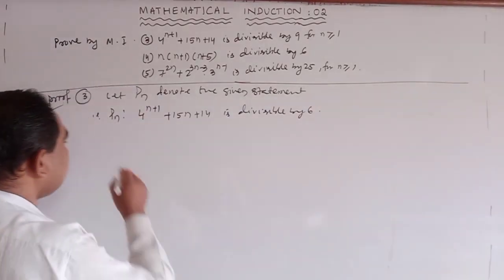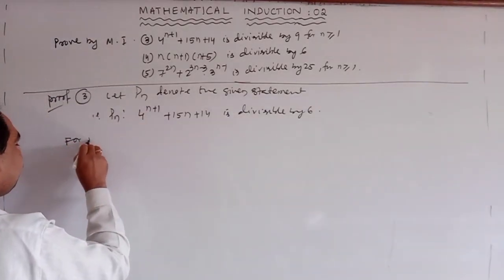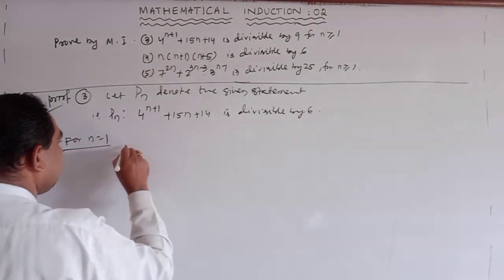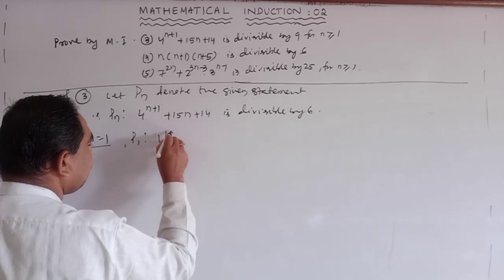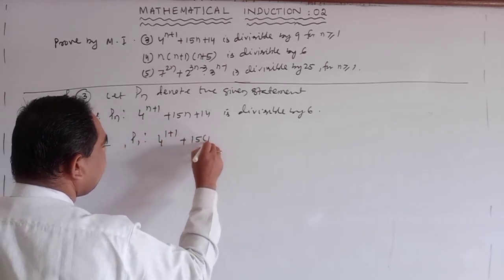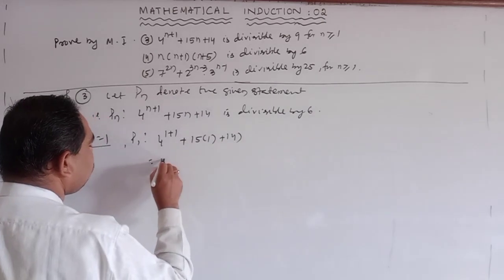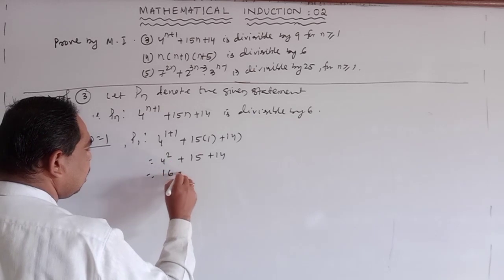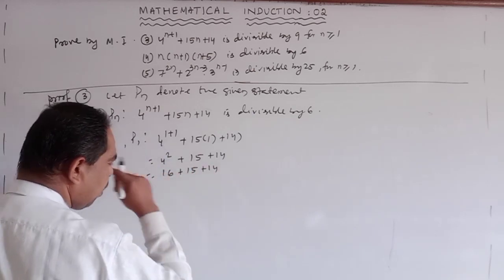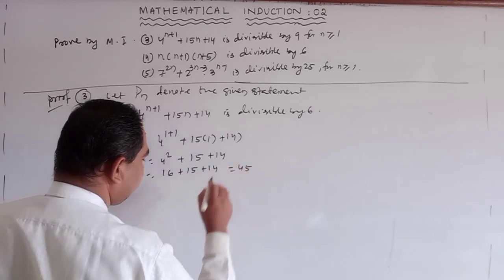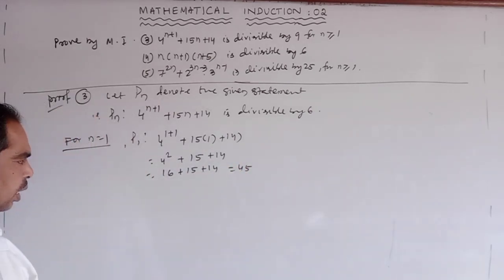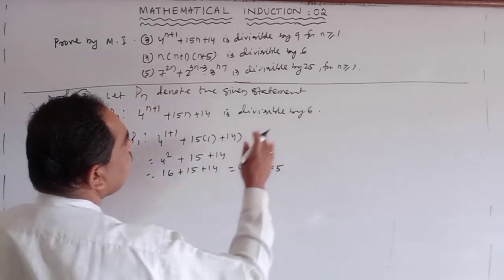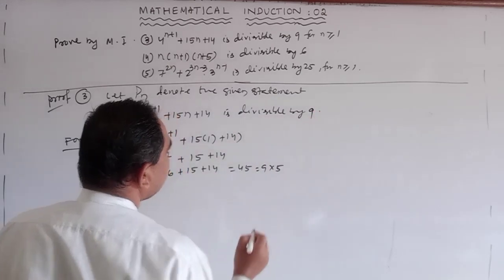Therefore for n is equal to 1, or you may take also 2, P1 such that 4 to power 1 plus 1 plus 15 into 1 plus 14 is equal to 4 square plus 15 plus 14. 4 square means 16 plus 15 plus 14 is equal to 45, which is equal to 9 into 5, which is divisible by 9.